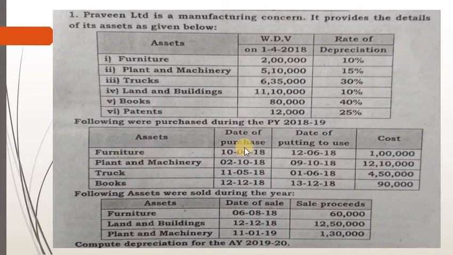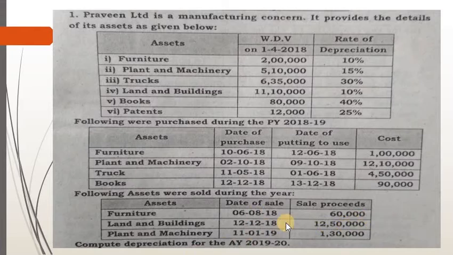For furniture, the date of purchase, then the date of putting it to use, then its cost, then plant and machinery, date of its purchase, then date of putting it to use, then its cost, also for trucks and also for books they have given. The following assets were sold during the year. So they have given the information regarding which assets were sold: furniture, land and building, plant and machinery, then date of sale and also sale proceeds.